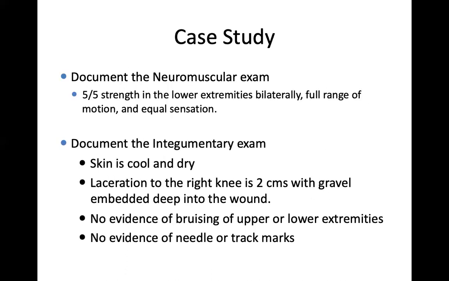All right, so you want to document that neuromuscular exam. She fell, and you don't know if she hit her back or she hit her head, but at least at the time that you saw her, she's got good muscle strength. 5/5 means what? 5 is the baseline strength, and she is 5, so she can use her muscles against resistance. Okay.